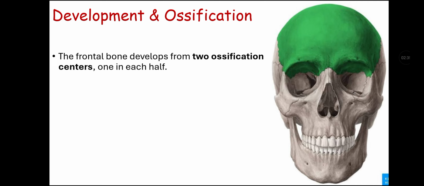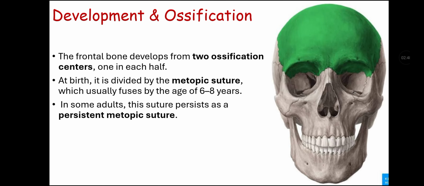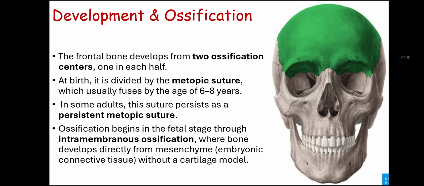Development and ossification of frontal bone. Frontal bone develops from two ossification centers, one in each half. At birth, it is divided by the metopic suture, which usually fuses by the age of 6 to 8 years. In some adults, this suture persists as a persistent metopic suture.